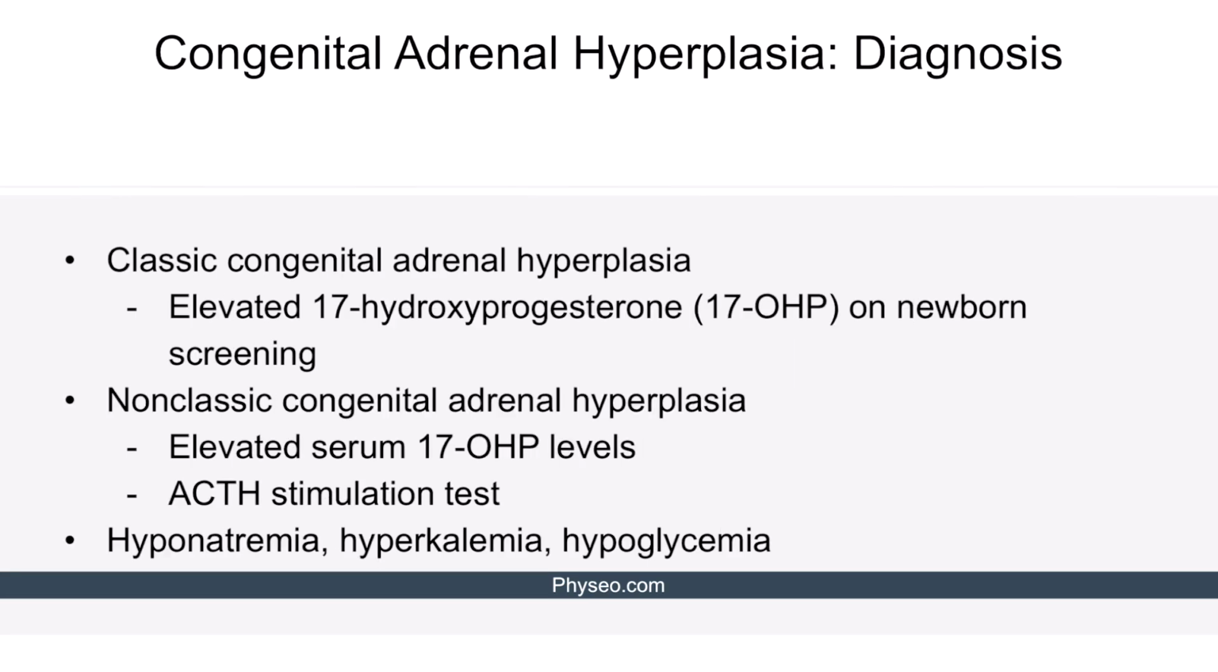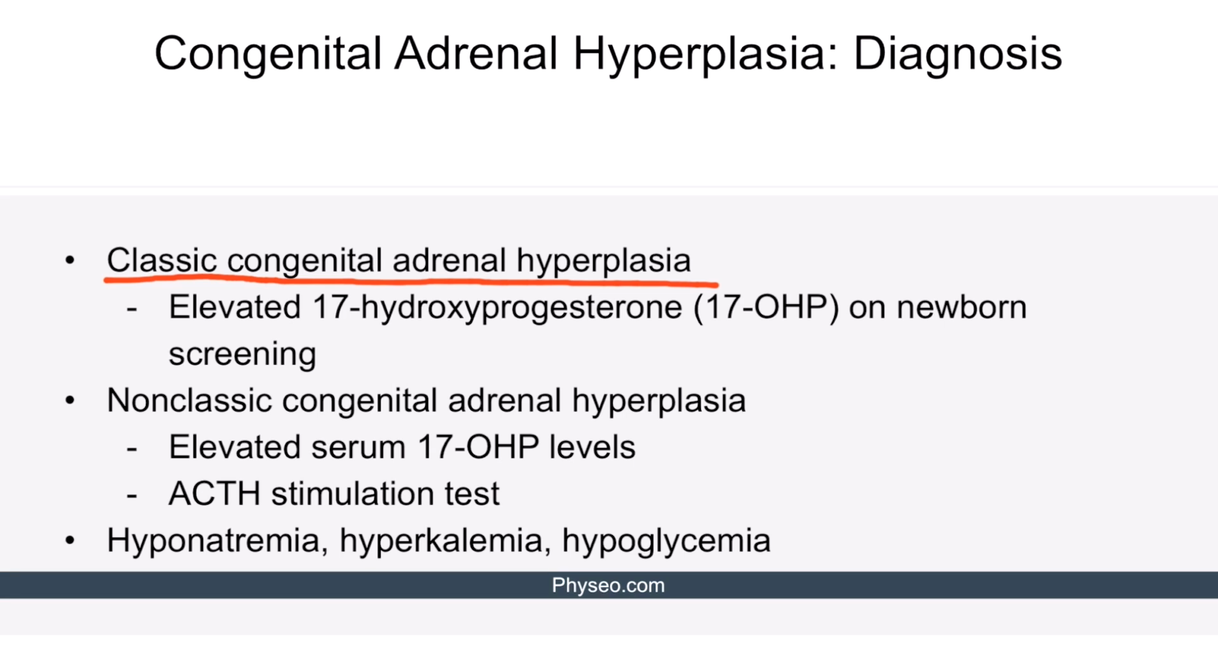When it comes to the diagnosis, classic congenital adrenal hyperplasia is typically diagnosed with elevated levels of 17-hydroxyprogesterone on newborn screening. It's important to know that examiners sometimes refer to 17-hydroxyprogesterone as 17-OHP in question stems, so make sure to know both of these names.